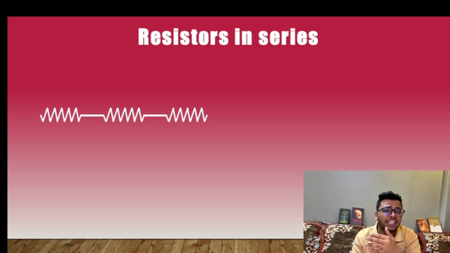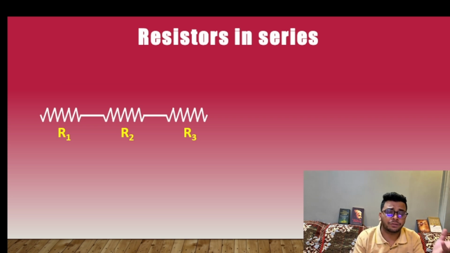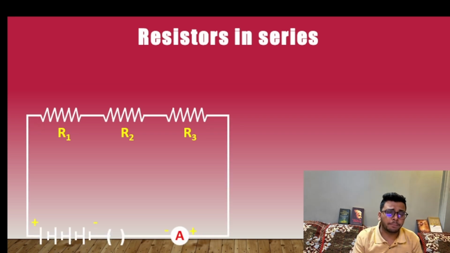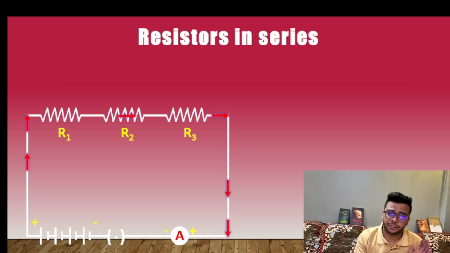So these are the three resistances. For simplicity, I will name them R1, R2 and R3, and I will connect all of them in series, means in a line. Now, to complete the circuit, I will connect them to a battery, a switch or a key, and an ammeter. And as soon as I switch on the key, the current flows from positive to negative, that is high potential to low potential.